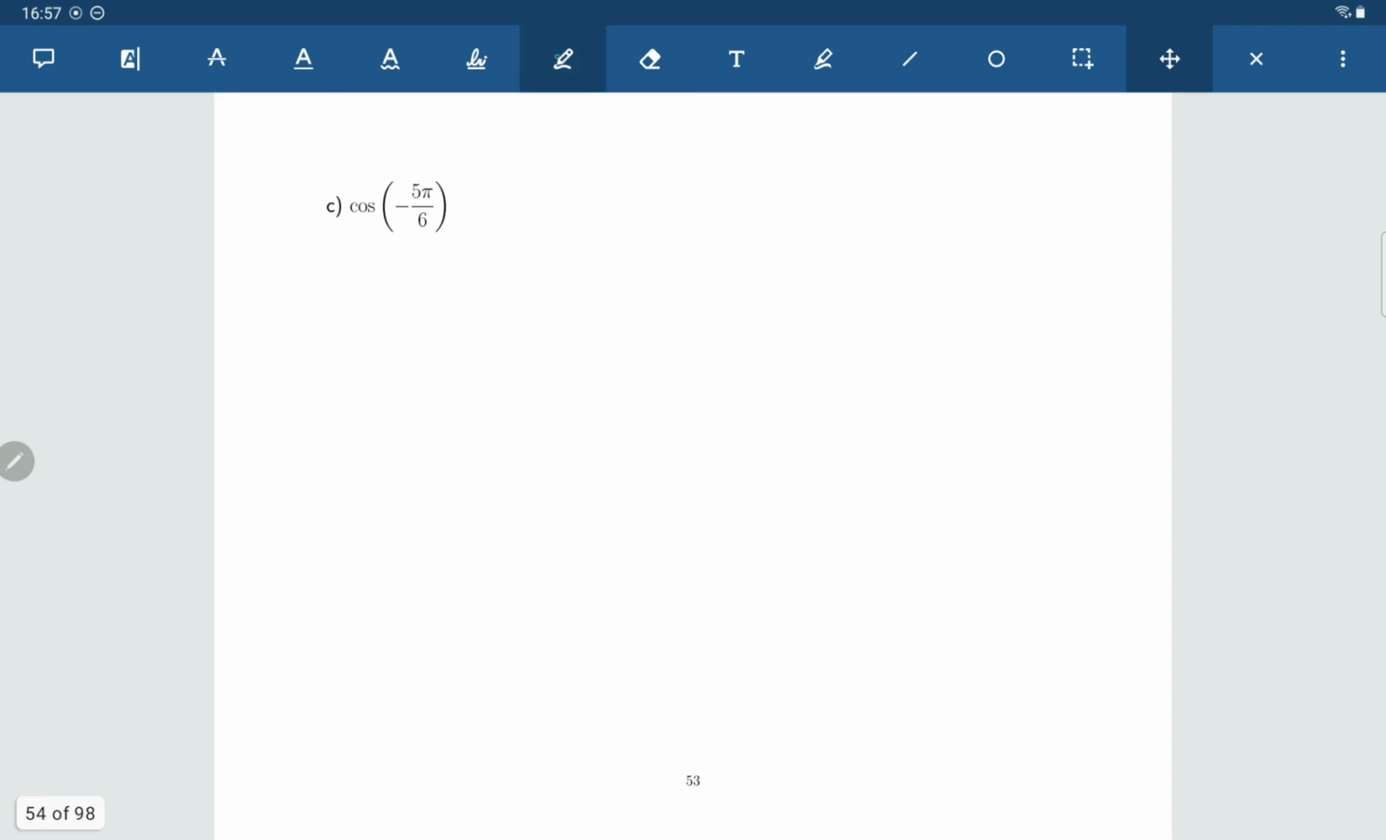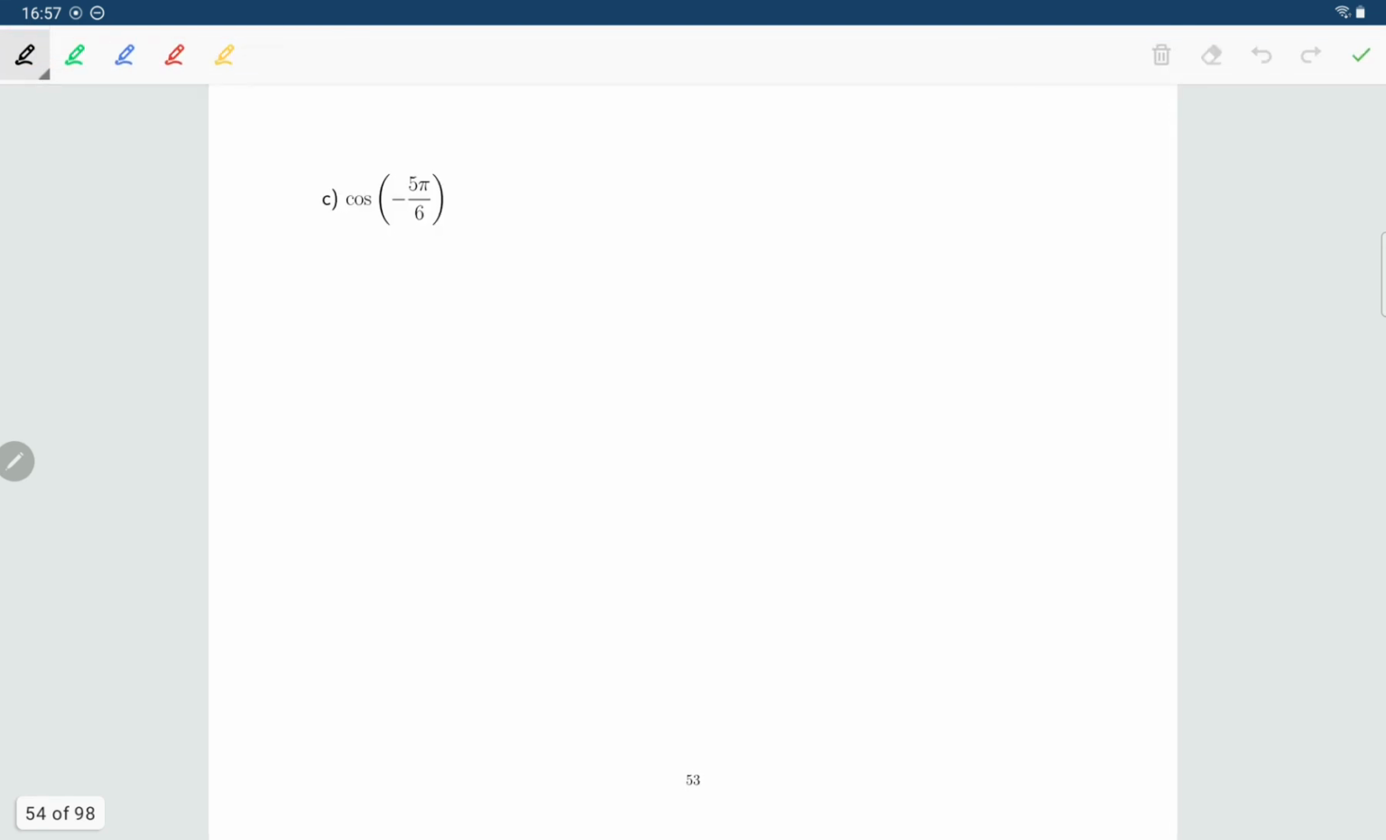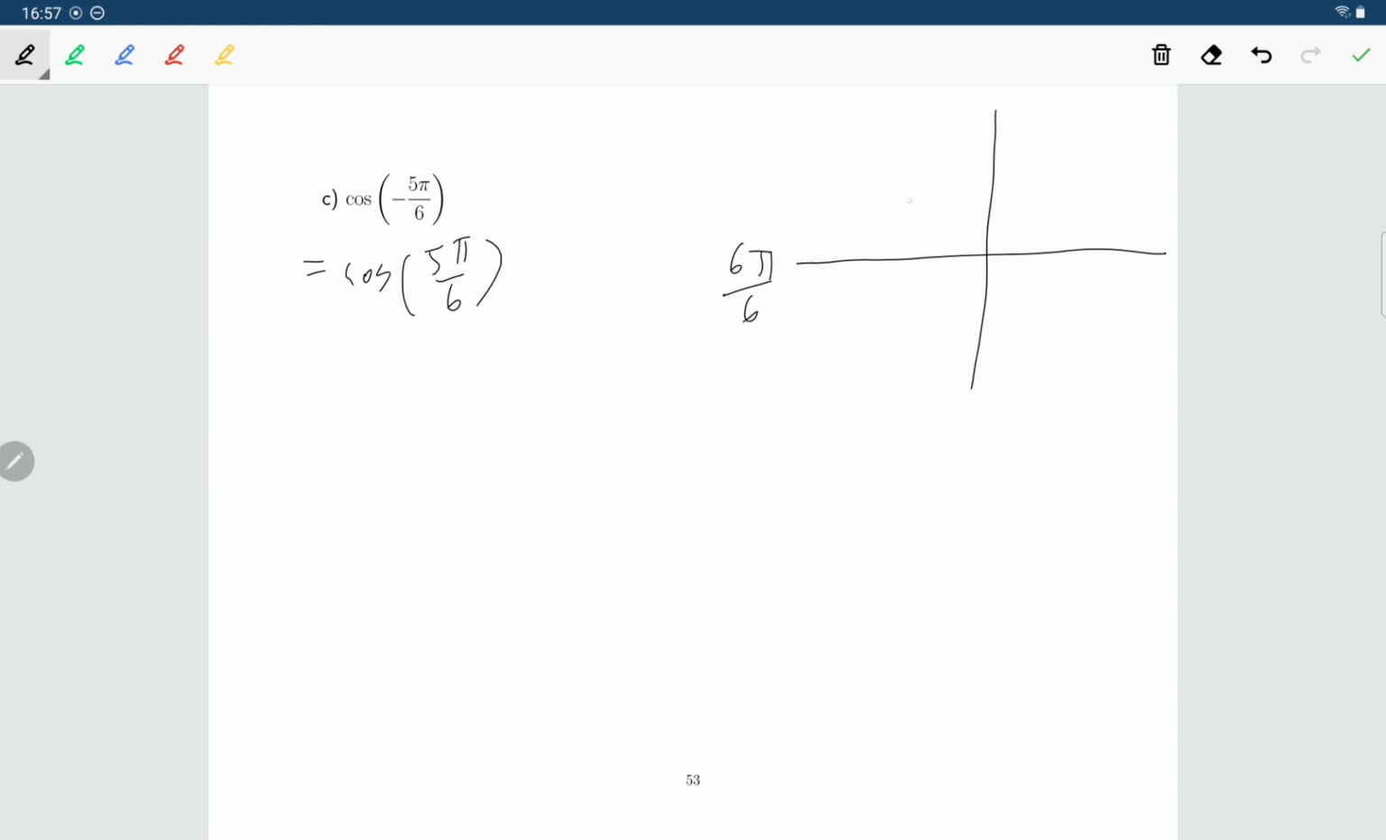Okay, one last one to do here. I've got cosine of negative 5 pi over 6, and I know that cosine is an even function, so that's the same thing as cosine of positive 5 pi over 6. And just to draw that, I know 180 degrees, or pi, is the same thing as 6 pi over 6. So 5 pi over 6 is just a little bit less than that, and must be pi over 6, which is 30 degrees away from the x-axis.